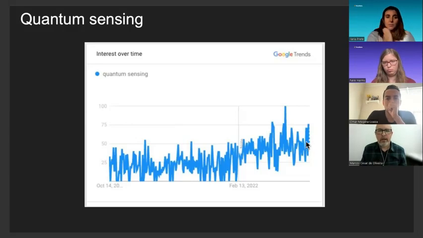So if we discover a sensing technology like a GPS, for example, that senses our positioning using quantum technologies, this is better than any other classical way to detect this positioning. So we can get better sensing with a better efficiency.